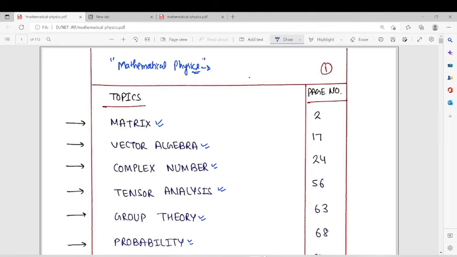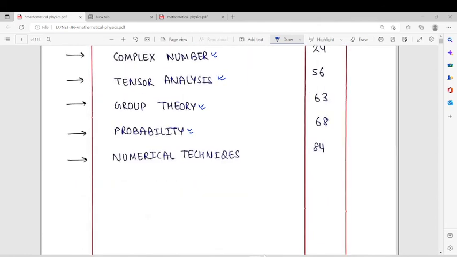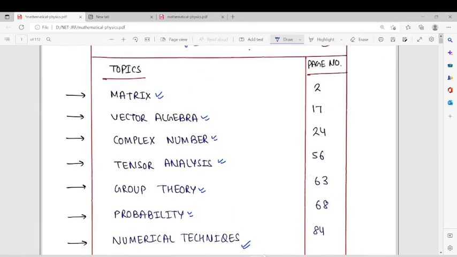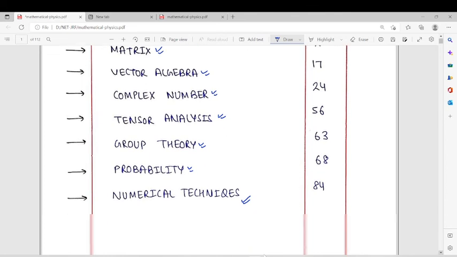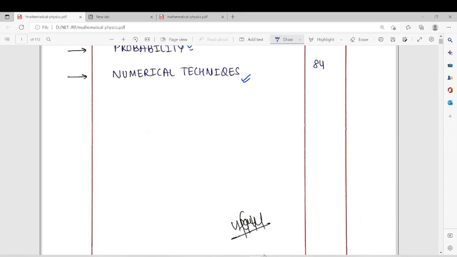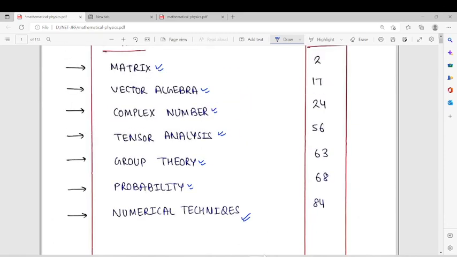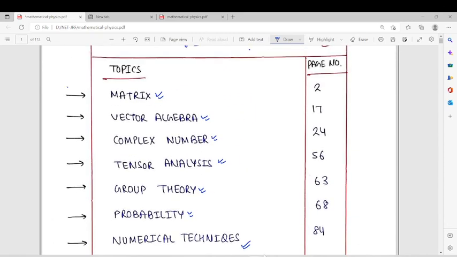Next one is numerical technique. So there are some topics which are very important in mathematical physics, like matrix, vector algebra, complex number, tensor analysis, group theory, probability, and numerical technique. There are 84 pages in my notes. Then we will discuss number by number all the topics mentioned here.